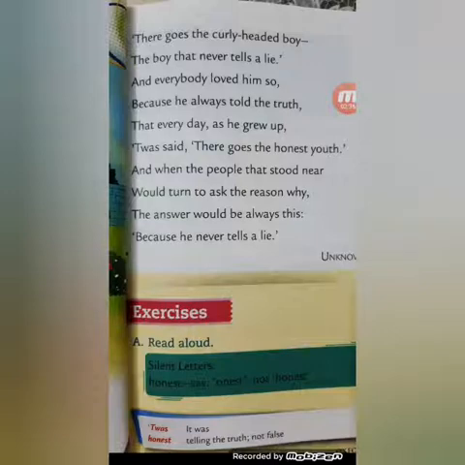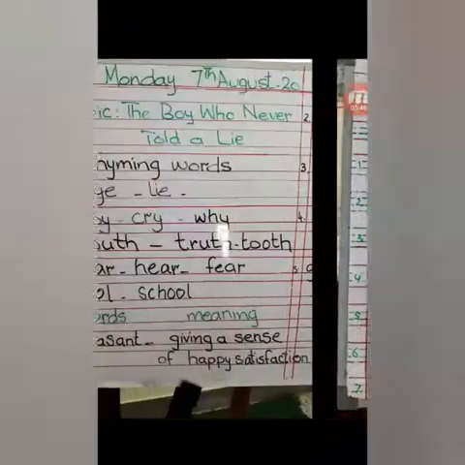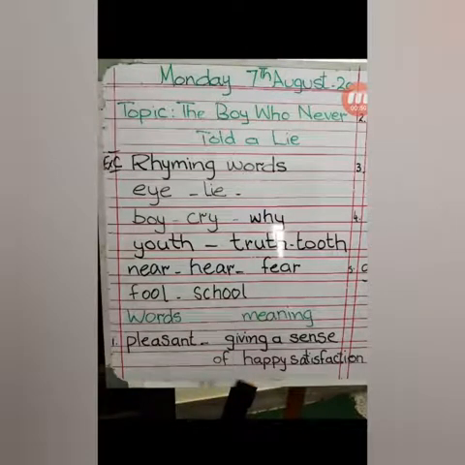Why, lie. Clear? Now we come to write some new words and rhyming words in the notebook. Okay, now let's start from the top line, that is write down the day of today and the date of today. In four lines you will start writing the topic, the boy who never told a lie. Then we come to new words from the poem: curly, pleasant, truth, honest, youth, grew up, lie, pupil, everybody, reason, trotted, children, near, turn. You will draw a center line. Half of the words you will write on one side and half of the words on the next side. Then on the next page, we will come to the rhyming words.